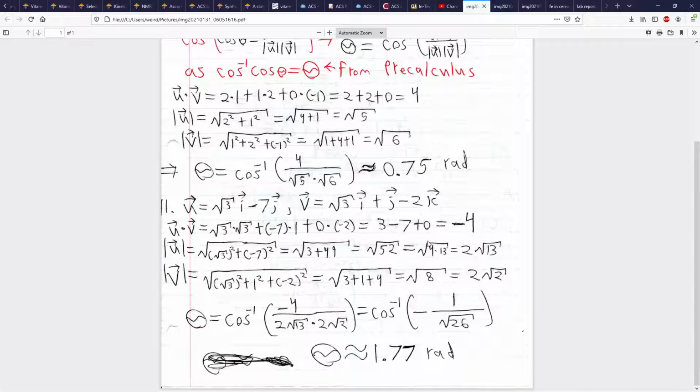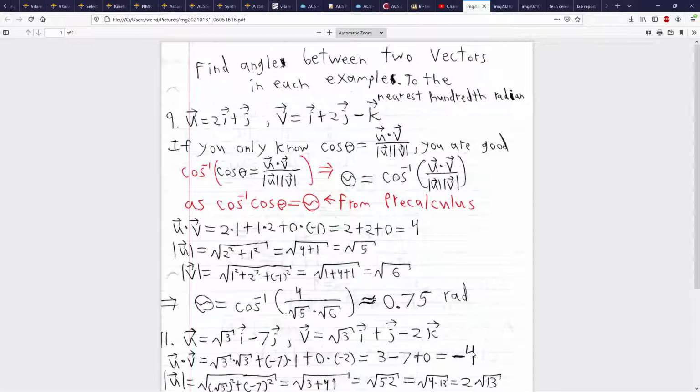And in the end, you do negative 4 divided by 2 square root of 13 times 2 square root of 2. I mean, yeah, you could plug it all into the calculator. You could also just simplify it down and enter negative 1 divided by square root of 26, and then do the inverse cosine of that. Regardless, you should get 1.77 radians here.